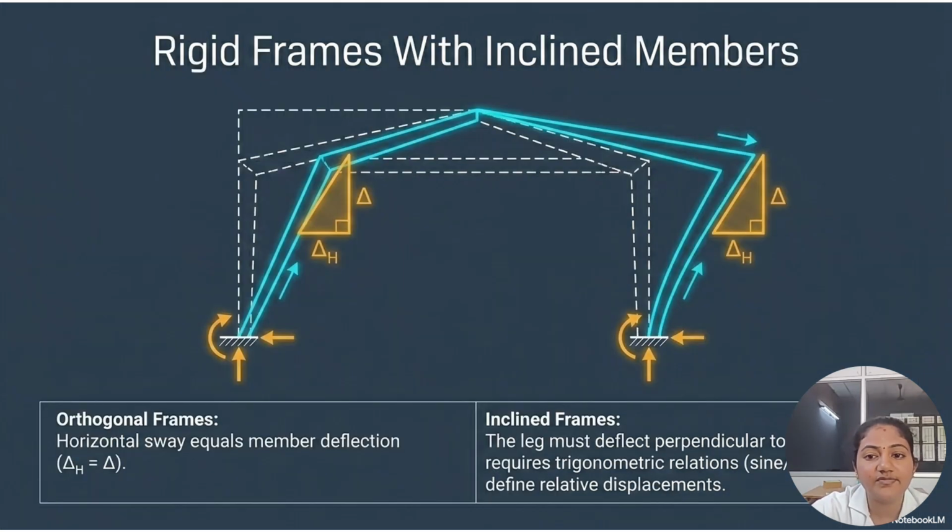And then rigid frames with inclined members, where the loading will occur in an inclined way, the frames will also sway in the inclined way. These are found out by using an angular member, a right angle triangle, where it has a vertical reaction, horizontal reaction, and a moment.